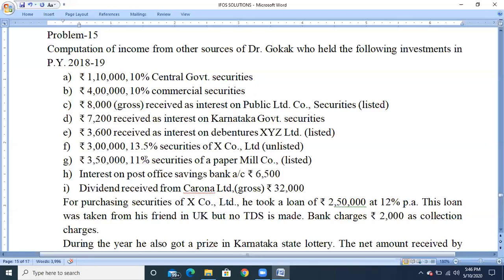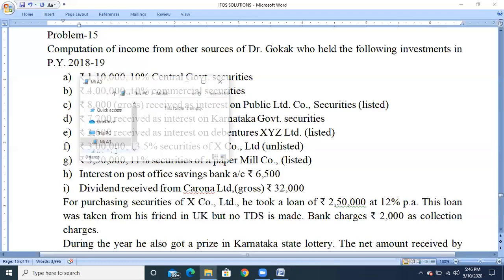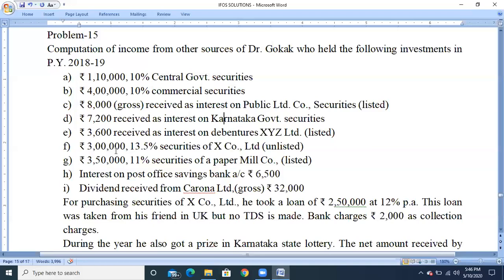Next, rupees 3 lakh 13.5% securities of X Company Limited, unlisted. Here again the word tax free has not been used, so it's a less tax securities, and X Company Limited is a commercial or private company. They have given the interest rate and investment amount, so directly we need to calculate the interest, and it will be chargeable under the head income from other sources. So no TDS will be deducted.